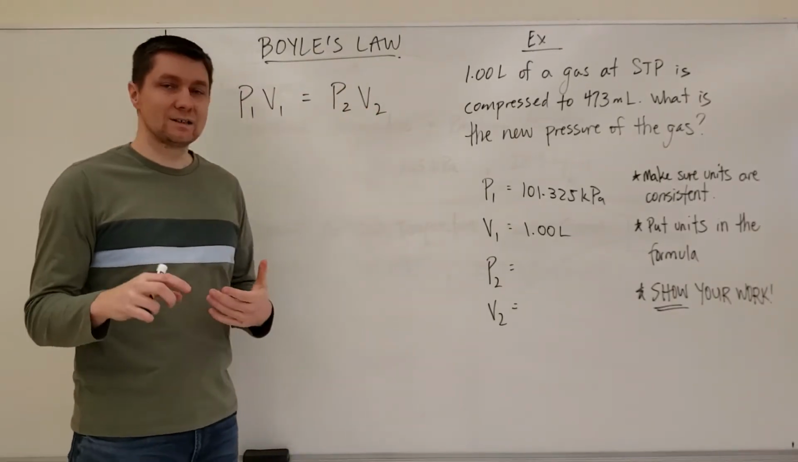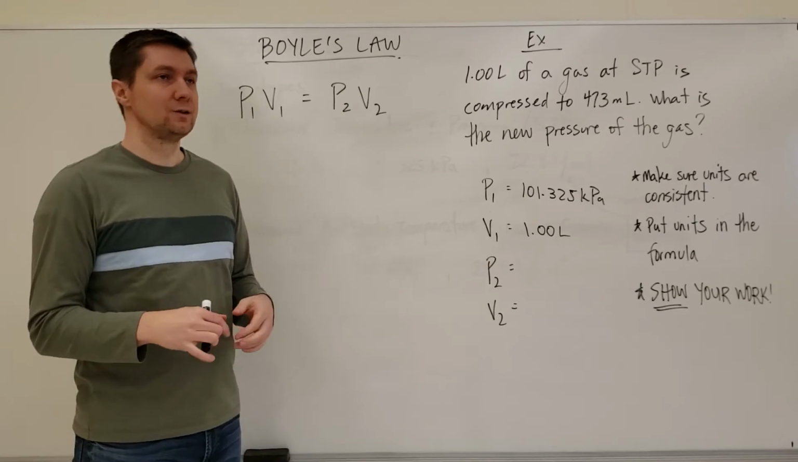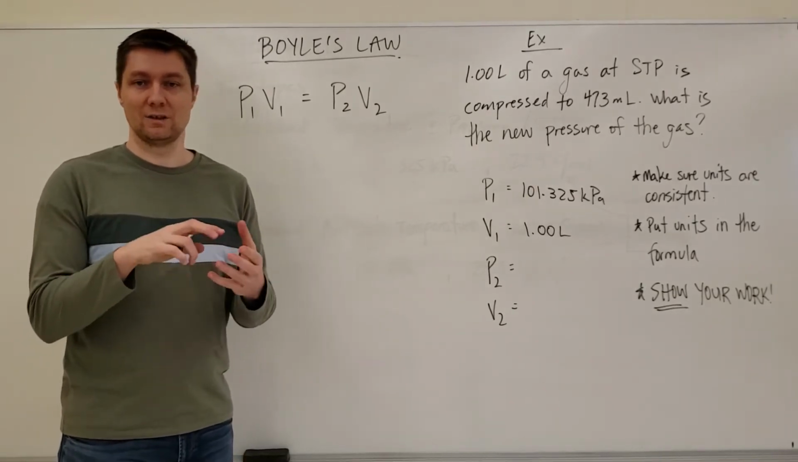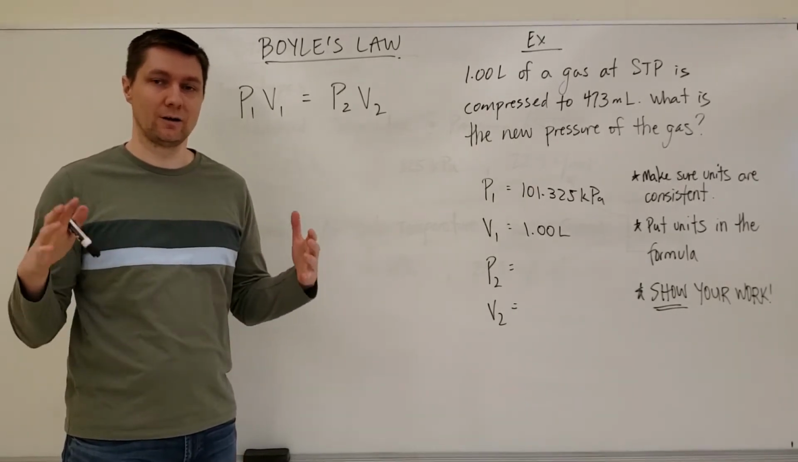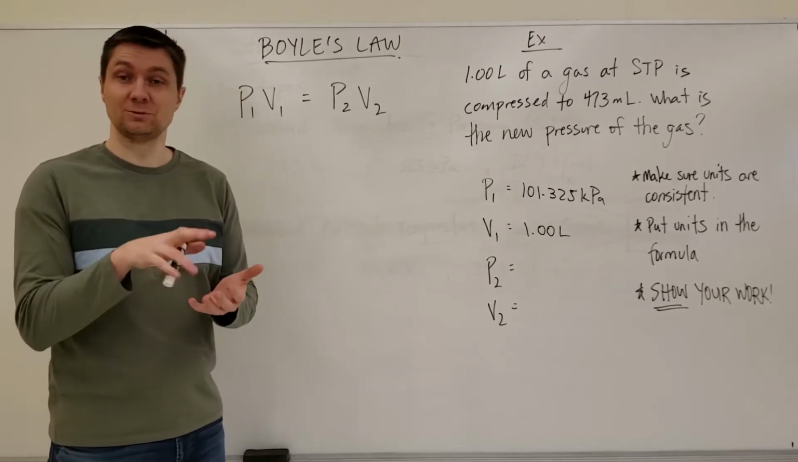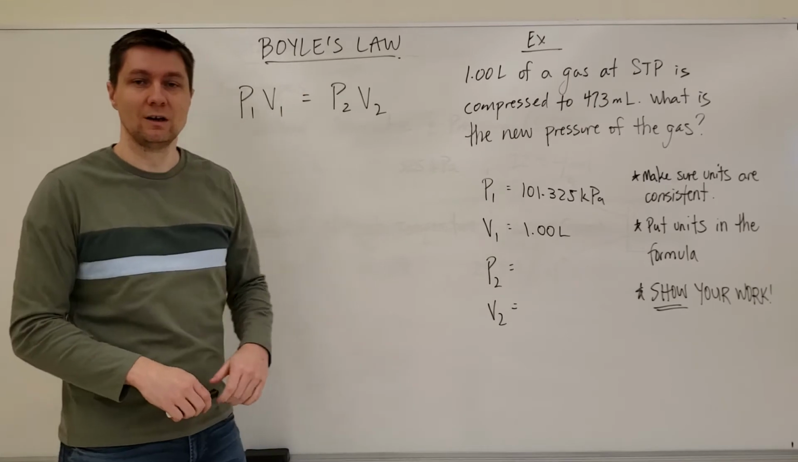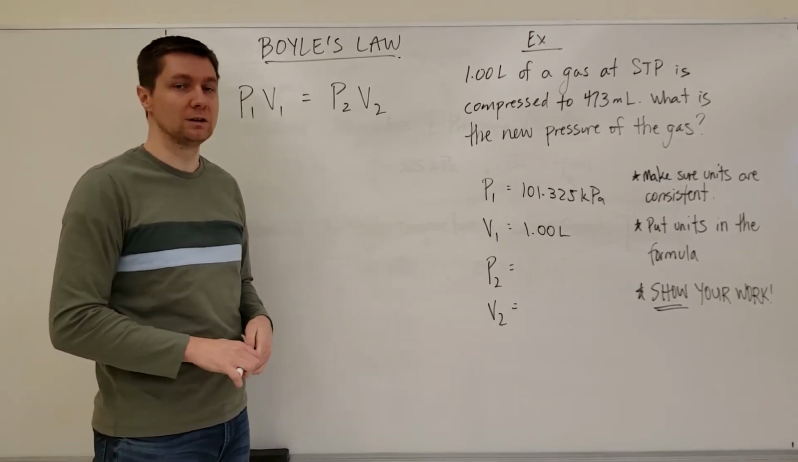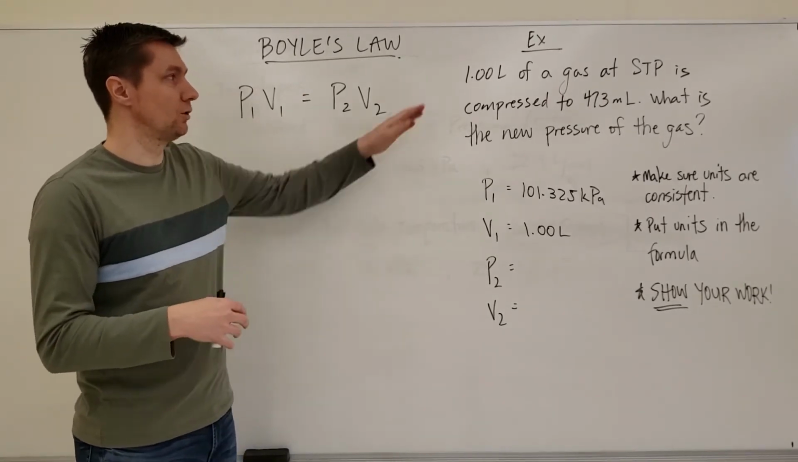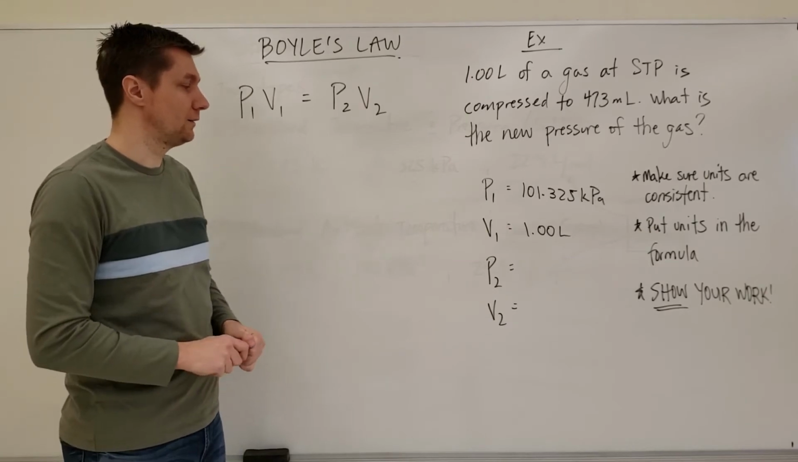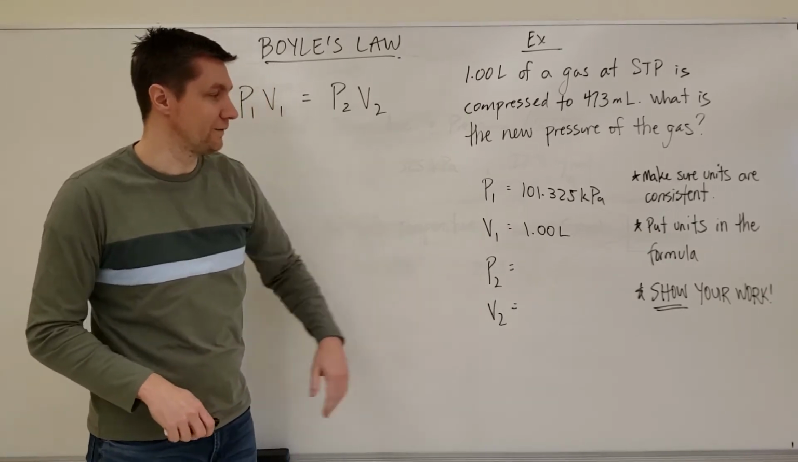And it says that this gas is being compressed. If it's being compressed, that means the gas is going to be under a higher amount of pressure, which means my volume is going to be smaller. It says the volume is 473 milliliters. So that volume is smaller than 1 liter, and that goes here. This is my final volume.